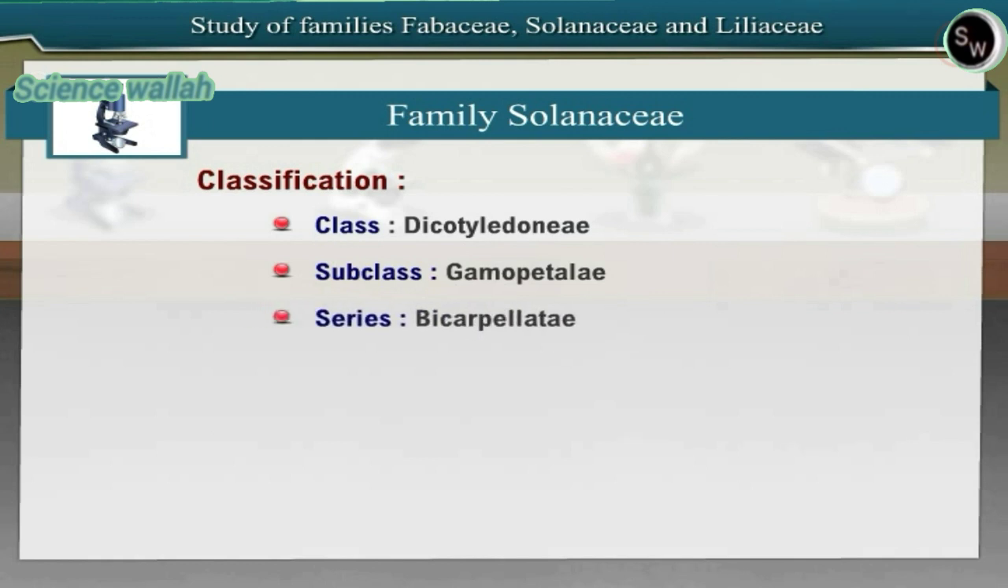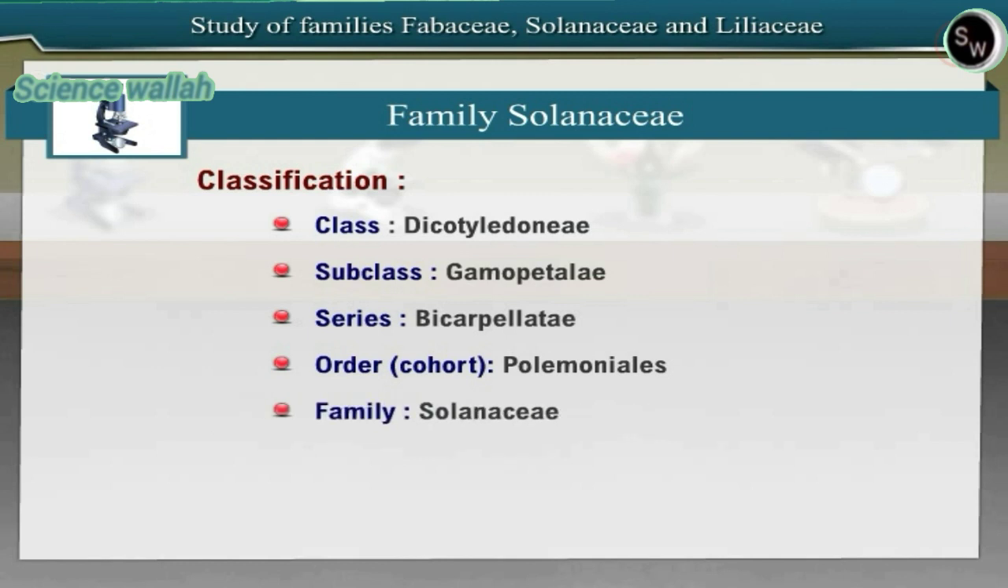Series: Bicarpellatae, that is, possessing two carpels. Order: Cohort: Polemoniales. Family: Solanaceae. We will learn about Datura alba under family Solanaceae. Thus, the genus is Datura and species is alba.